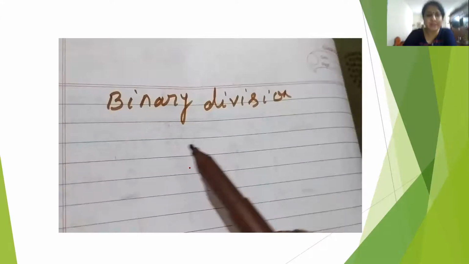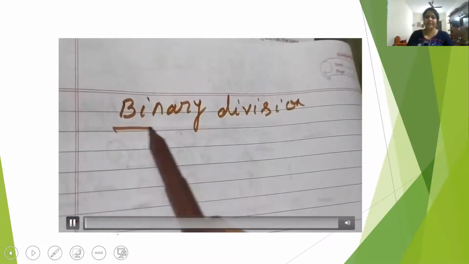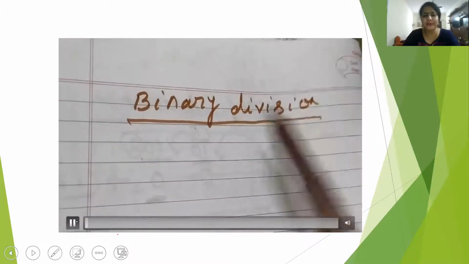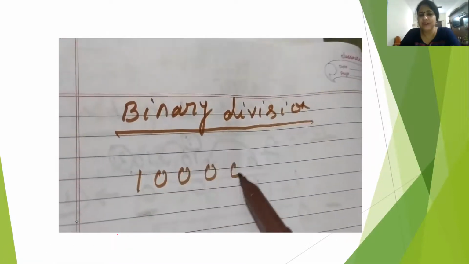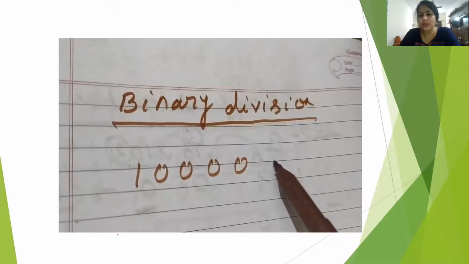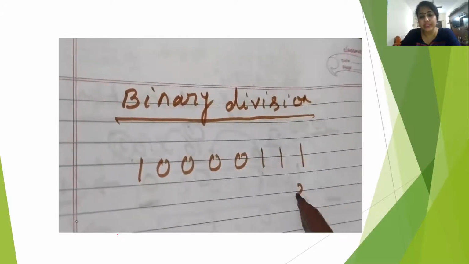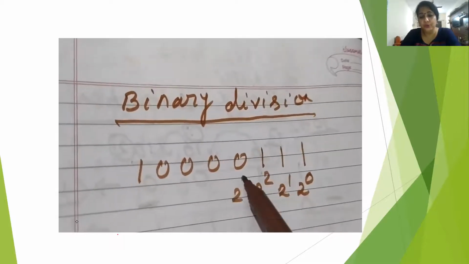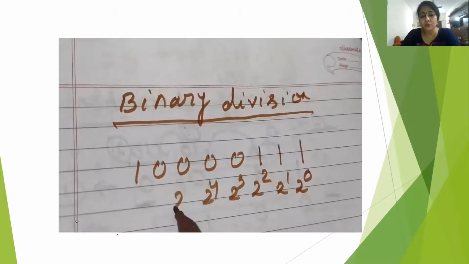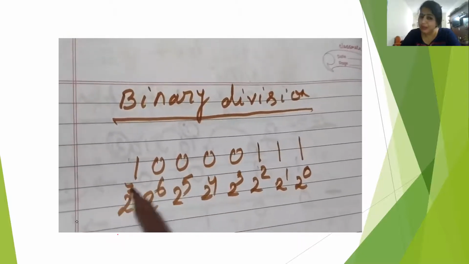The binary division, whatever it is, you have to do it here. So first we write the number. The number is 10000111. First my task is to find the decimal number, so I have to write the place values: 2 to the power 0, 2 to the power 1, 2 to the power 2, 2 to the power 3, 2 to the power 4, 2 to the power 5, 2 to the power 6, 2 to the power 7.